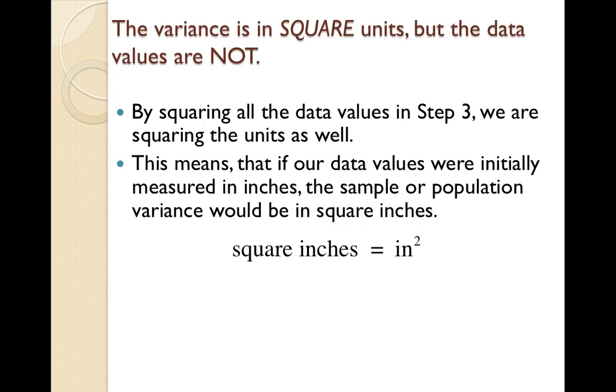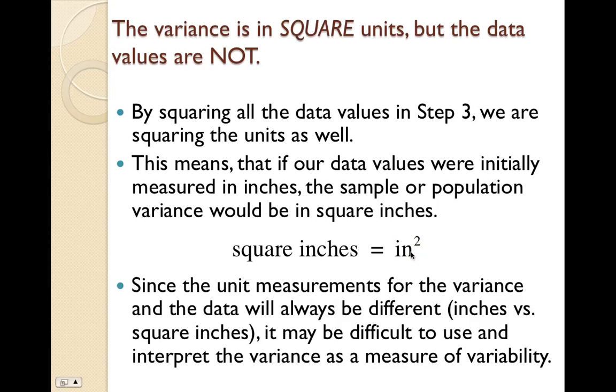And then you calculate the variance, and your units for the variance are square inches or inches squared. Square inches, inches squared, they're both the same thing. This is what your variance is specified in, the units for your variance. However, it's not the units for your data values. The unit measurements for the variance and the data values will always be different. If given inches, you'll have square inches in your variance. If given feet, your variance will be in square feet. If given yards, square yards. If given pounds, square pounds.